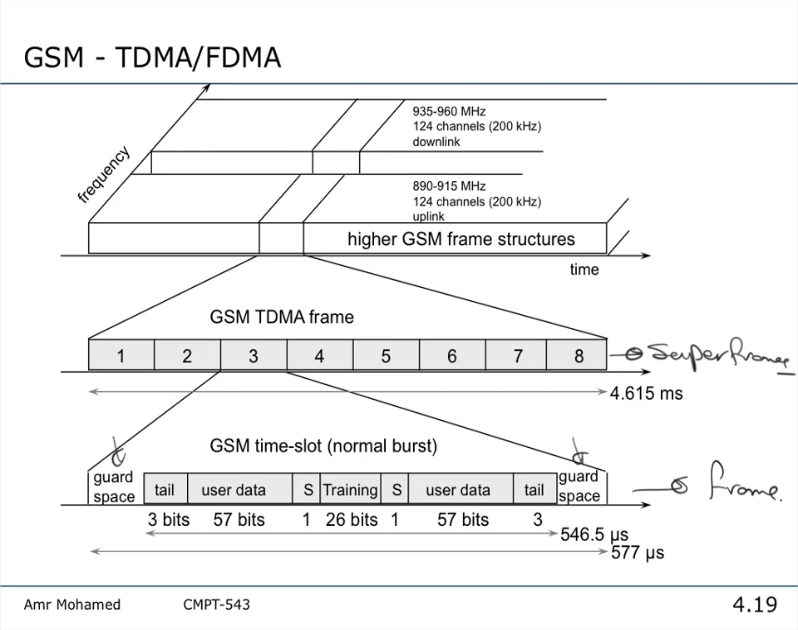So these guard spaces account for propagation delay, because when mobile stations send a signal, this signal travels in the air and propagates through the air. So there is some propagation delay, right? So these guard spaces account for propagation delay. These tail parts account for synchronization.